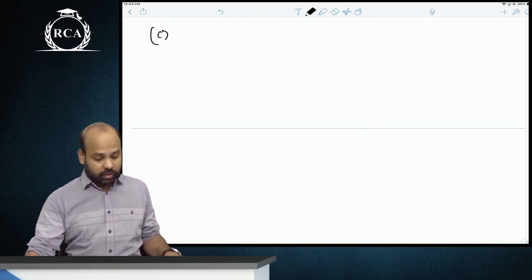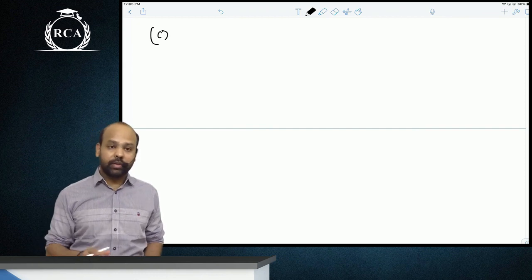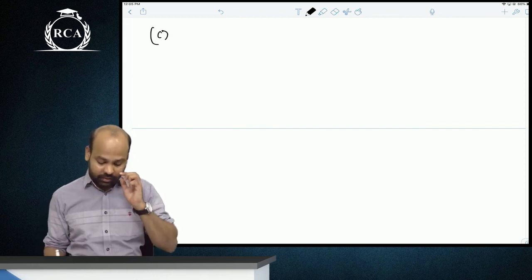5,80,000 minus 6 lakhs. The profits, beta, should increase by 4,90,000 rupees. Let us see, guys.